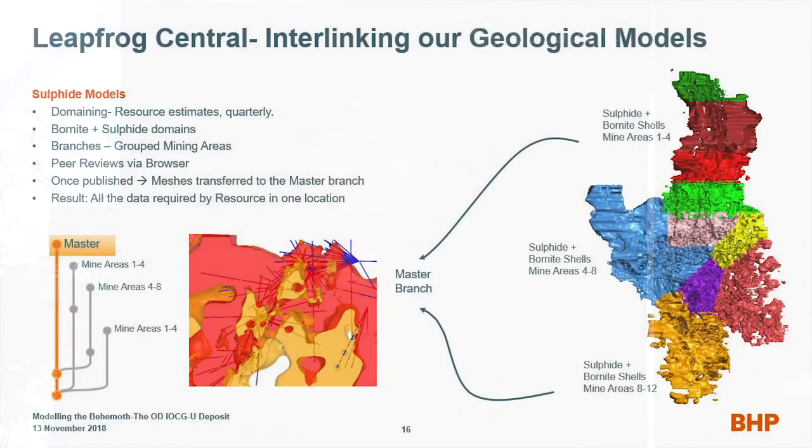The third aspect of this whole project is looking at the sulfide models. Again, this is also a standalone project in Central. And essentially, we use the sulfides. Think of it as a high grade and a low grade, i.e. your bornite or a sulfide domain as a source of domaining for resource.